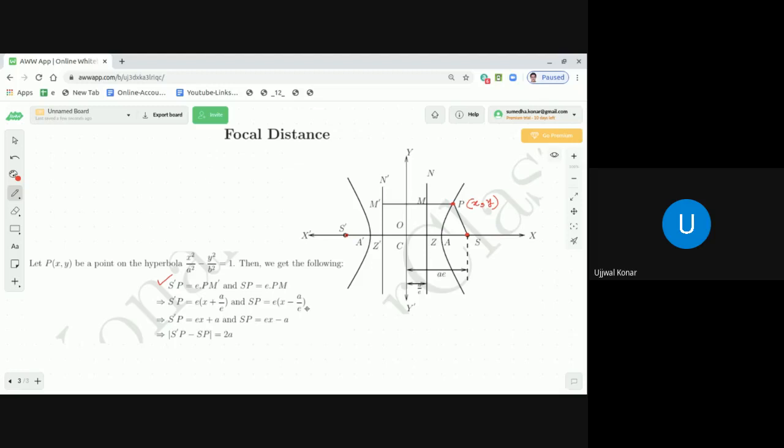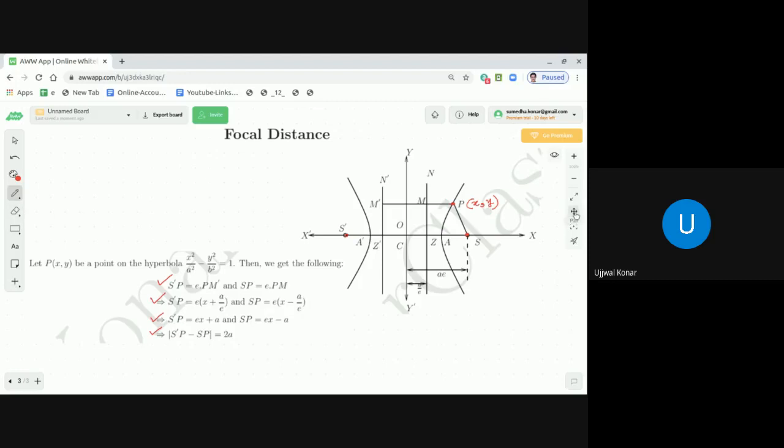You know what is the length of a perpendicular from a point to a straight line. If not, you can always go back to my straight line lectures, which are available on the online platform as well as on YouTube. So we get these equations, and from that we get S'P is equal to ex plus a and SP is equal to ex minus a. That is a very important observation. Why so? Because from this information we conclude that the non-negative difference between S'P and SP is equal to 2a. That is, mod of S'P minus SP is equal to 2a.